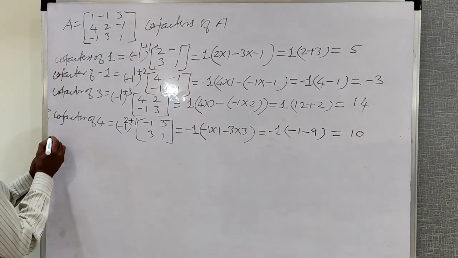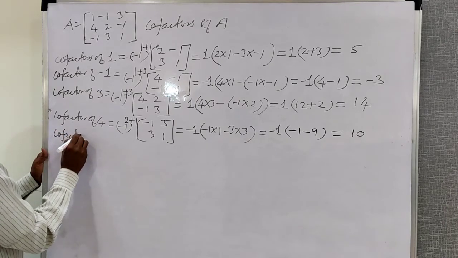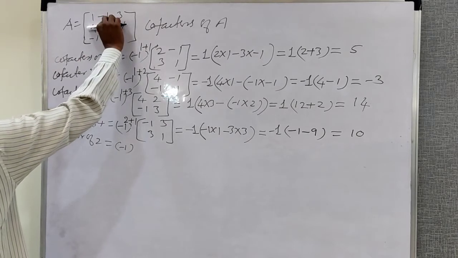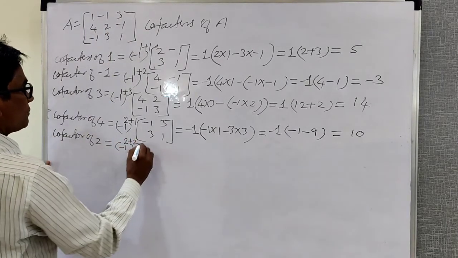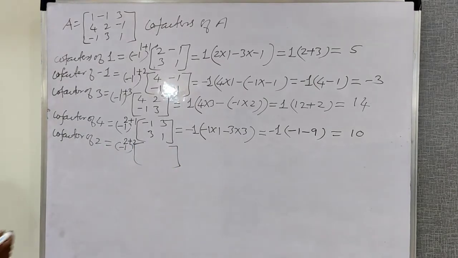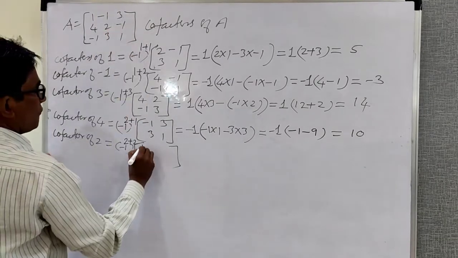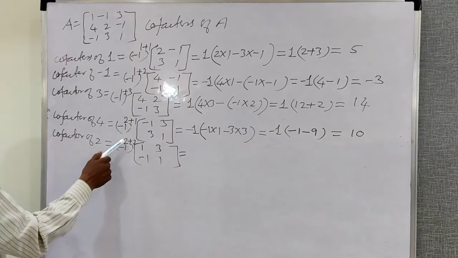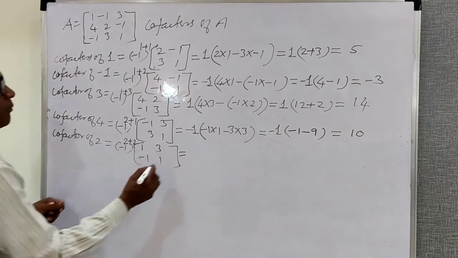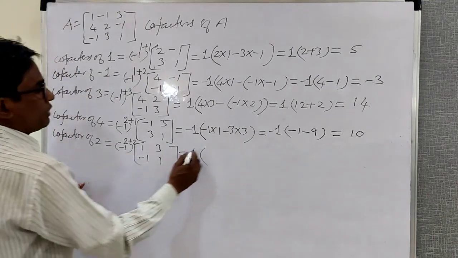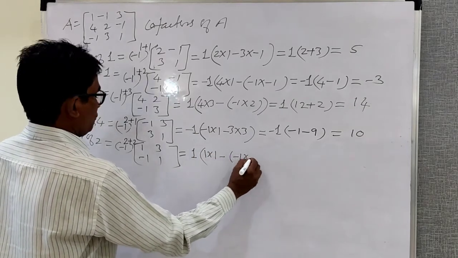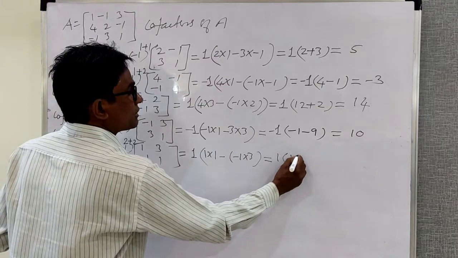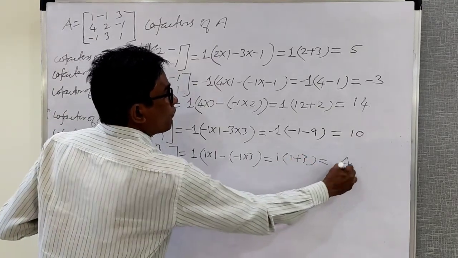Next, cofactor of 2, minus 1 power. 2 comes in second row, second column, and the cofactors are 1 3, minus 1 1, which is equal to 2 plus 2 is 4. 4 is even number, therefore it is plus 1. 1 into 1 minus 1 into 3, which is equal to 1 into 1 1 minus 2, plus 3 plus 1 is 4, 4 into 1 is 4.